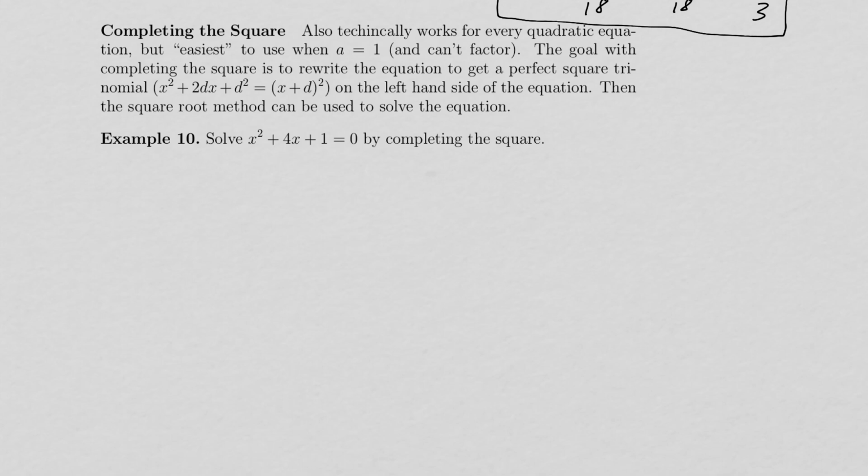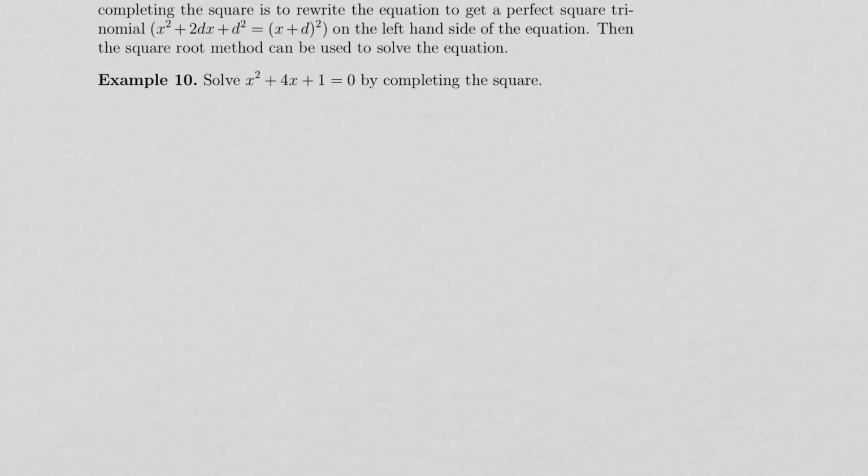So what you would do is you would move the constant to the right-hand side. Right now I have it set equal to 0, like I should for a quadratic equation. But I'm purposely going to move the constant to the right-hand side. So I'm going to subtract 1 from both sides. So I have x squared plus 4x equals minus 1.